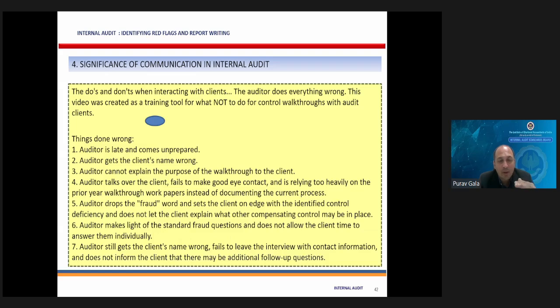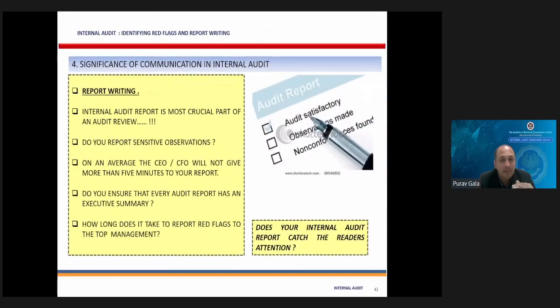There's a video which I'll try to circulate, I'll share the link. It shares the do's and don'ts of auditor communication. The audit report is the most crucial part of an audit review. Are we reporting sensitive observations? Friends, on average, the CEO and CFO will not give more than 5 minutes. You work hard the entire month, and your report will be read and consumed in 5 minutes.